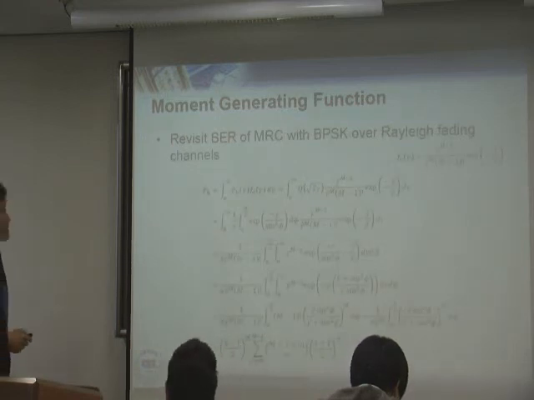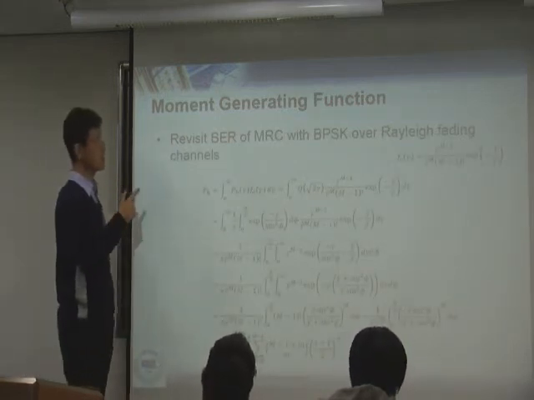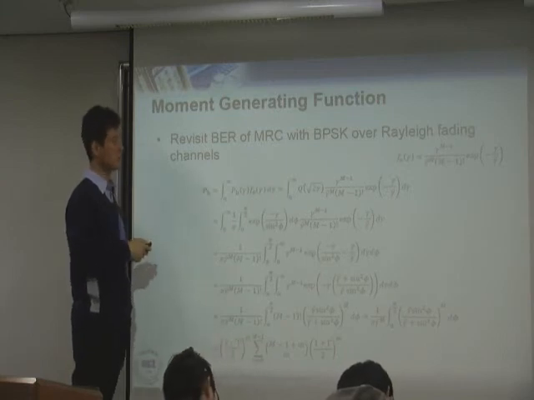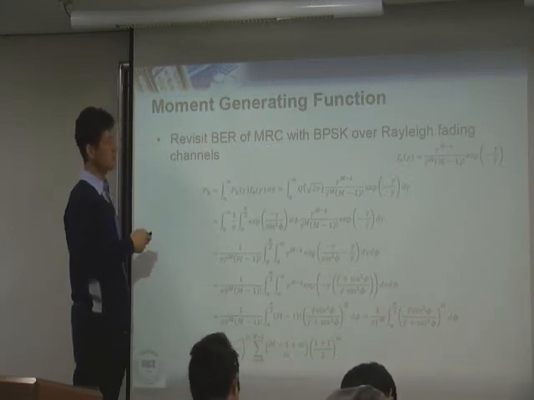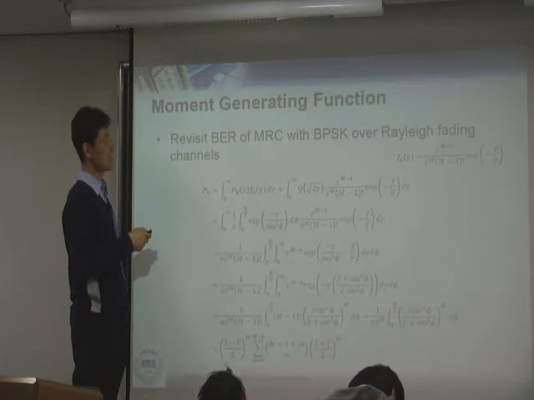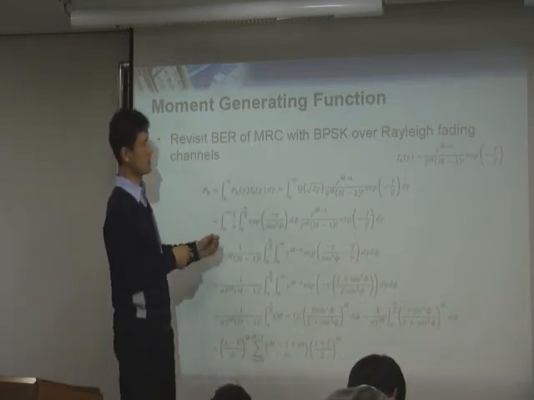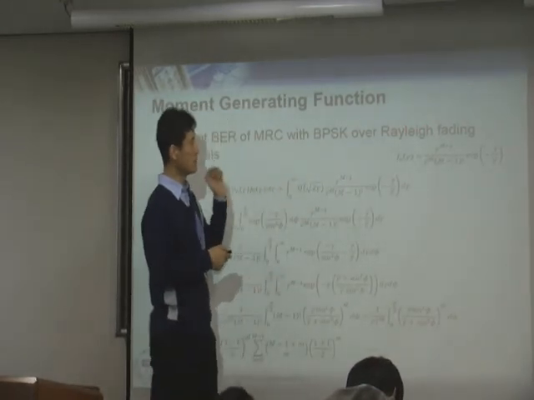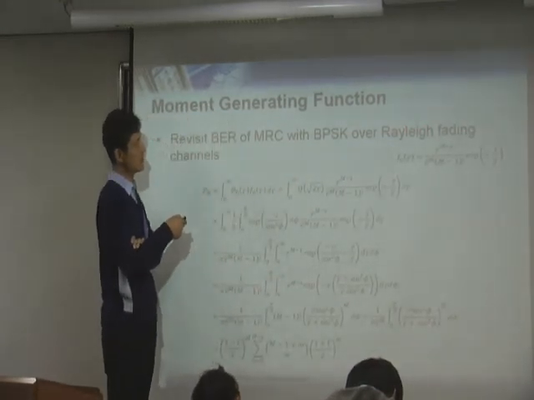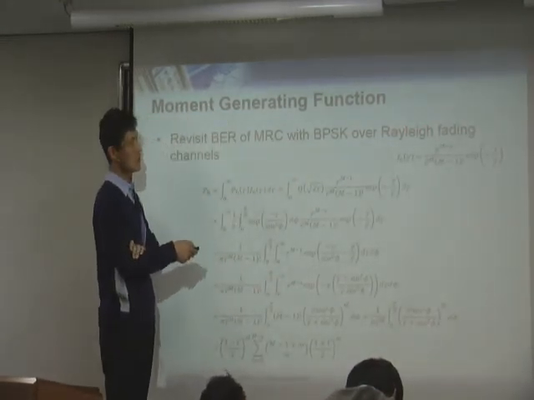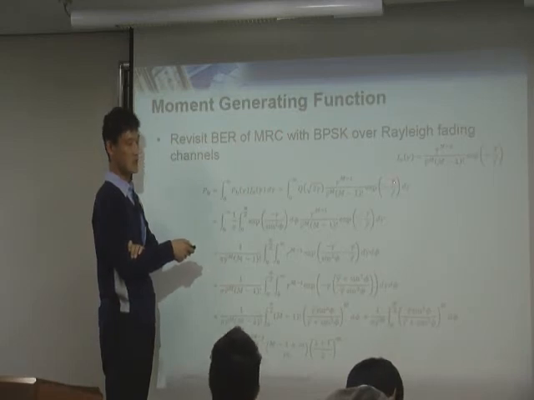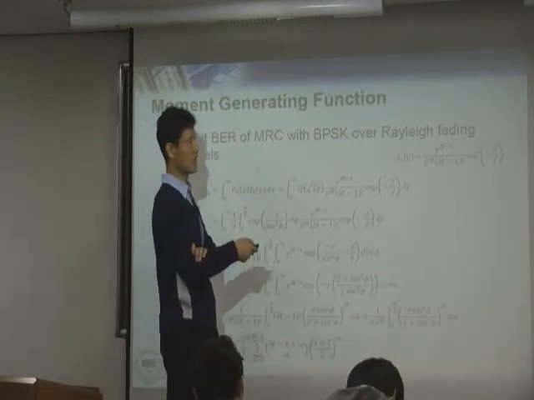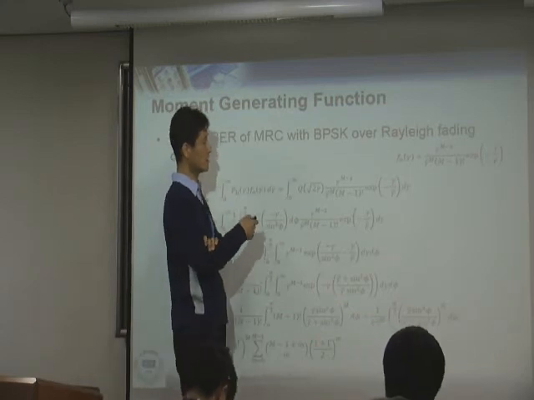I guess this is the last slide. Now let's think about a little bit more advanced scenario. In this scenario we'll revisit the MRC case. So, BER of MRC with BPSK, and let's assume Rayleigh. Remember that in the case of MRC, this one was our output SNR, right? This is the PDF of our output SNR, remember?